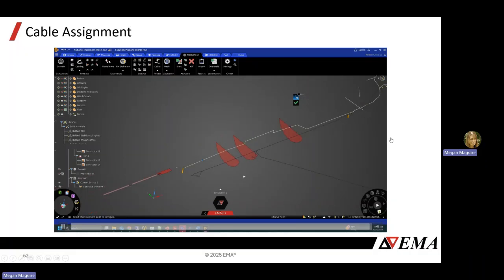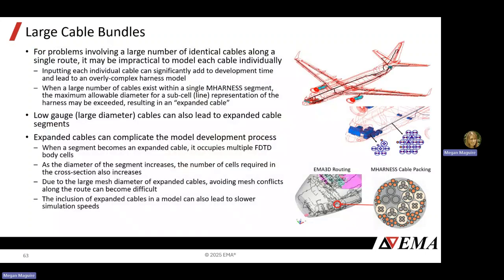So that's a quick overview of creating a custom cable, assigning terminations, and viewing cross-sections. Okay, so large cable bundles. When you have a lot of cables in your route, it can create what's called expanded cables.